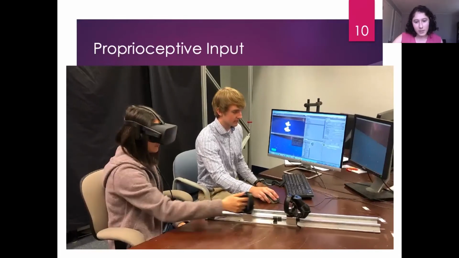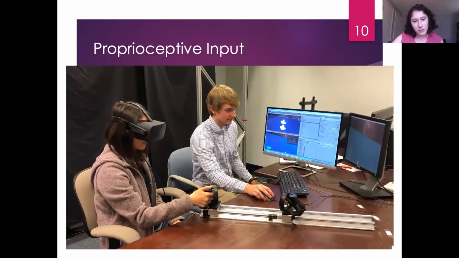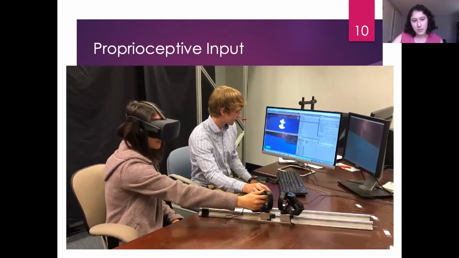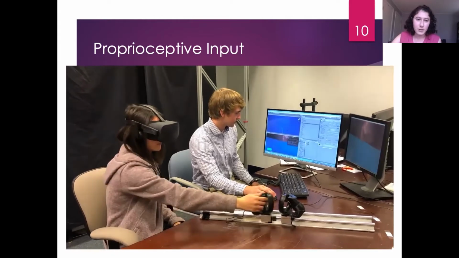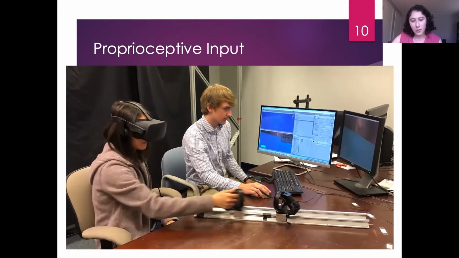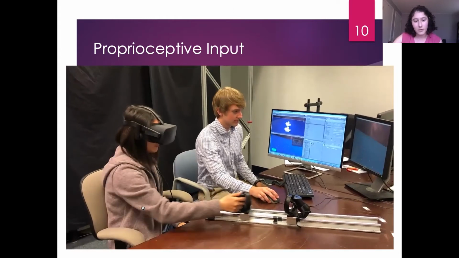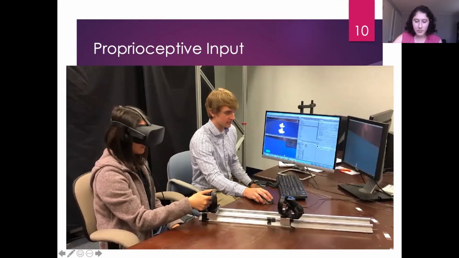So now here, this is what the experiment looks like from the observer perspective. So the participant wears the headset, and in their hand, they hold one of the controllers. This is using an Oculus Rift, by the way. So they're holding the controller, and they slide it forward along this track here that can be set to different angles at the table. So now on the next slide, I'll show you what it looks like from inside the headset.